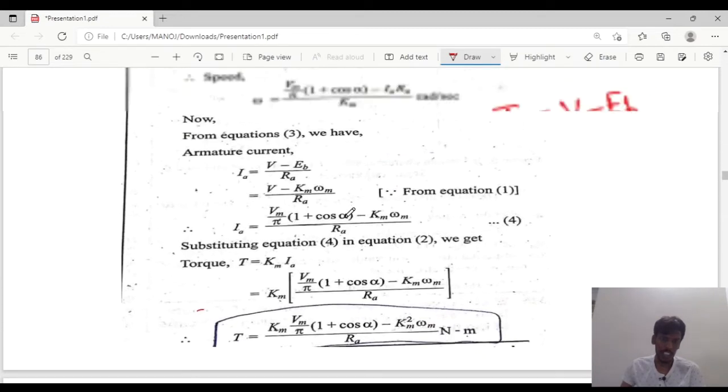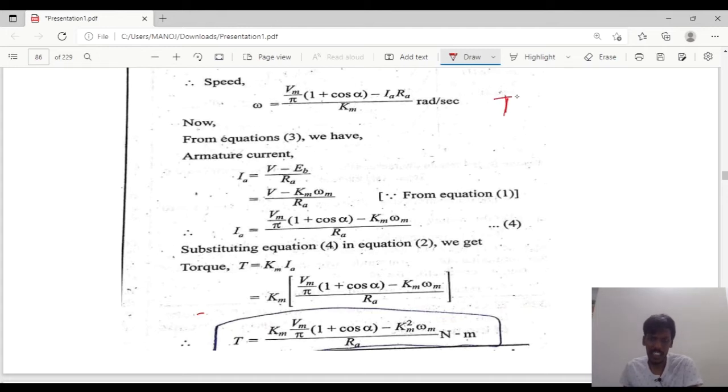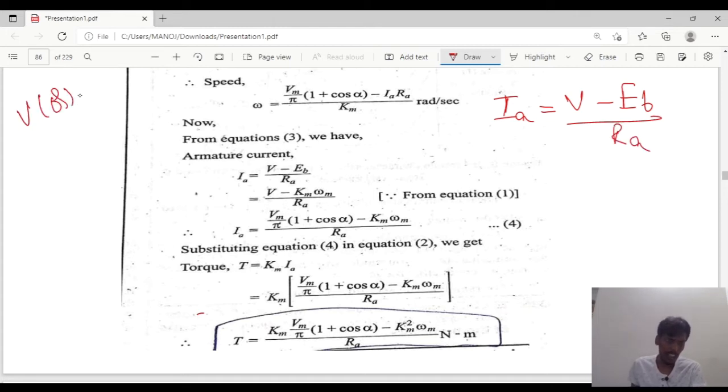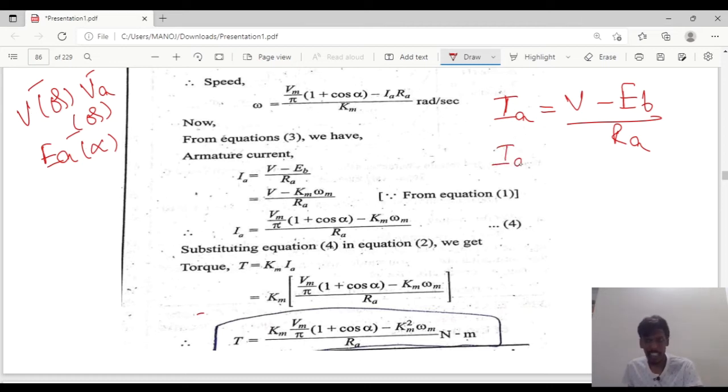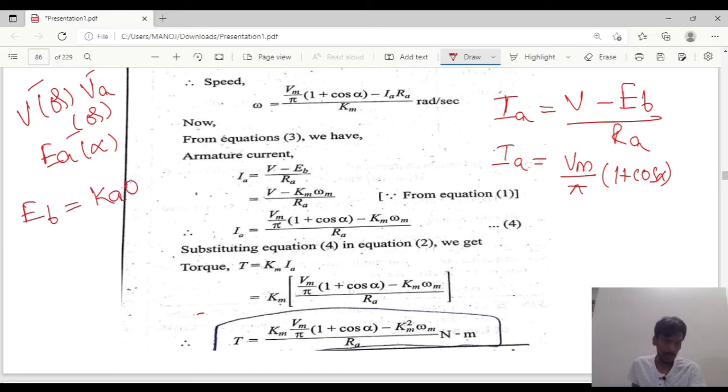Next we will move on to the current equation. The current equation is Ia equal to V minus EB by RA. We can represent V as VA or EA at an angle alpha. All these terms are equal; in different textbooks it is represented in different terms, V or VA or EA at an angle alpha. EA at an angle alpha we have calculated, it will be Vm by pi or Em by pi. So Vm by pi (1 plus cos alpha) minus the EB value, as you know, EB equal to Ka pi into N.